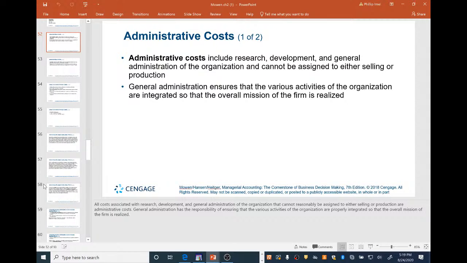So general administration ensures that the various activities of the organization are integrated so that the overall mission of the firm is realized, right? Which makes sense, because what enters into the administrative cost? The C-suite, right? Meaning chief financial officer, chief operating officer, all the chiefs. All those salaries are going to be administrative costs. So obviously, what are they there for? To make the hard decisions, to keep the company in line, to go to board meetings, right? So that's why the overall mission of the firm is going to be realized through these general administrative costs, right?